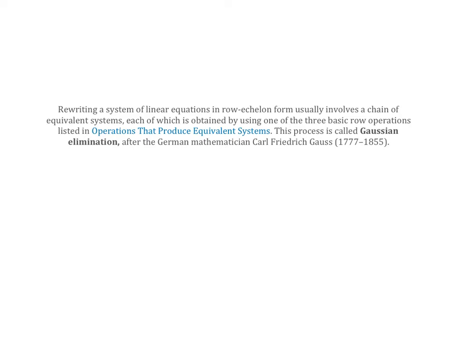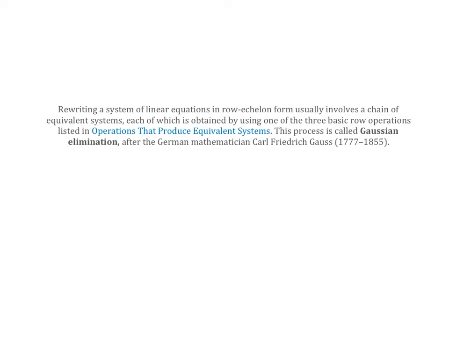Rewriting a system of linear equations in row echelon form usually involves a chain of equivalent systems, each of which is obtained by using one of the three basic row operations listed in operations that produce equivalent systems. This process is called Gaussian elimination. It's named after the German mathematician Karl Gauss. So again, our goal is that we want to use Gaussian elimination.